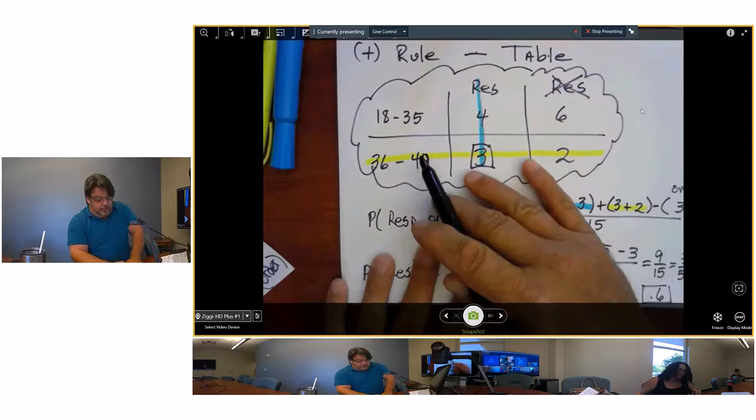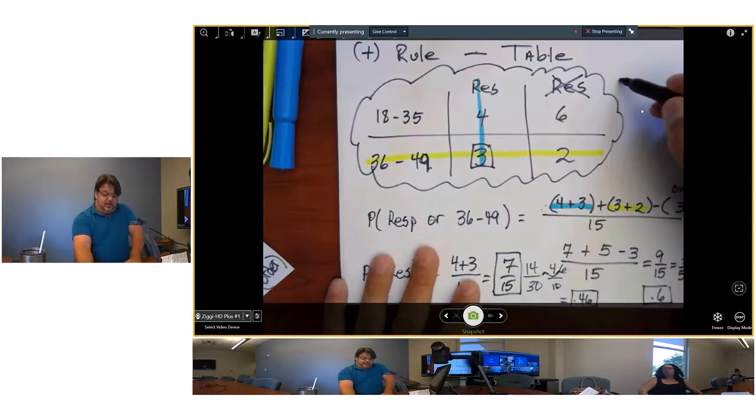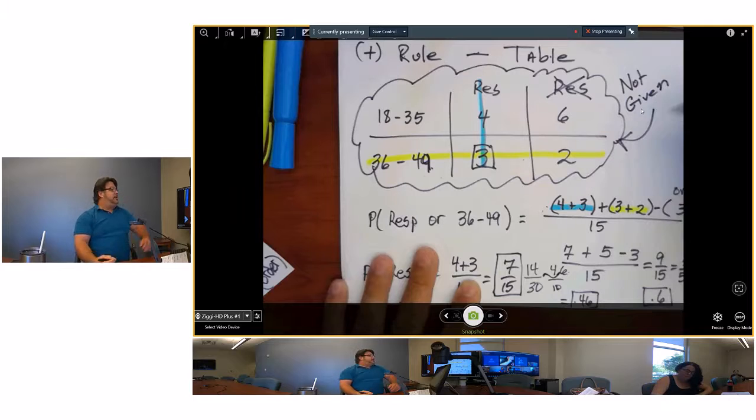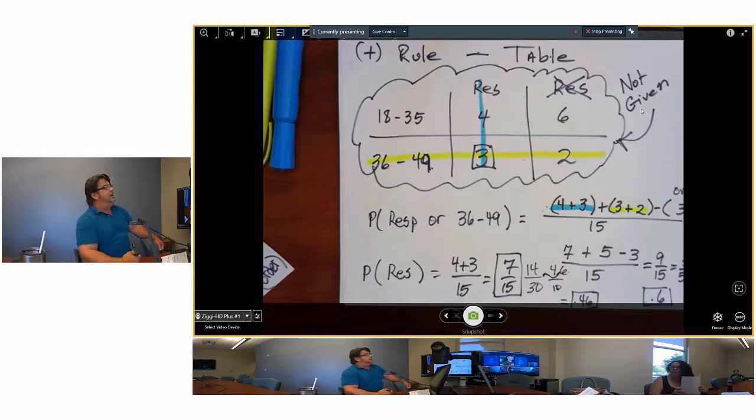Anyway, this right here is not given. Sometimes you have to create the table. And that's why I don't like this book, because most of the time in the 120 book, they'll give you the table. I tried to pick homework questions that gave you the table. And that's the additive rule.